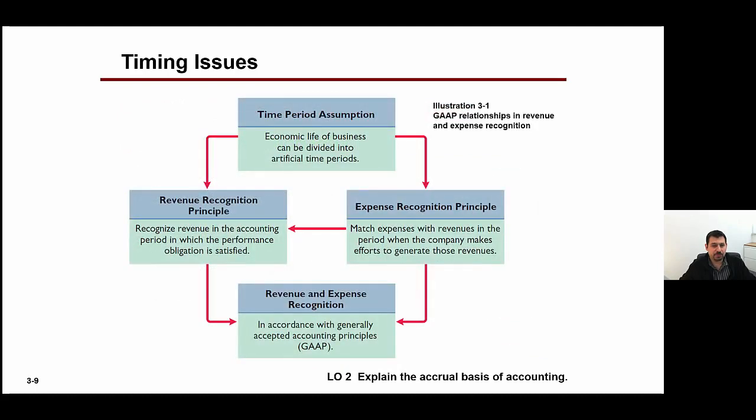This is a summary of what we have been talking about. This is where we talked about the time period assumption, where the economic life of the business is split into artificial periods of time, and the revenue recognition principle says that revenue has to be recorded when it is earned, basically when the event occurs, in the same period that the event occurs, and expenses have to match or follow these revenues. And this is what we mean by revenue and expense recognition under the accrual basis under US GAAP.